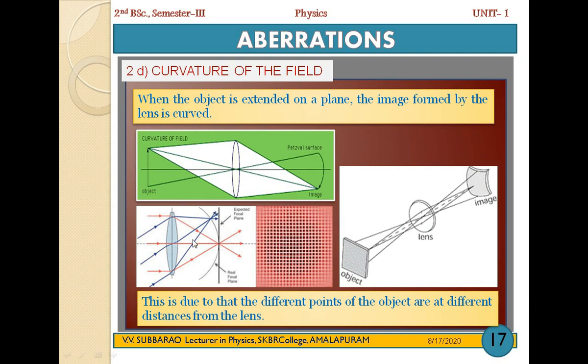In this case, suppose we form the image of a mesh, then it looks like this one. It is somewhat clear at the center, but it seems to be blurry at the edges. This is because the image is observed on a plane screen. So to eliminate this, we use curved screens. In the cinema halls, we generally observe the screen is somewhat curved. Curvature is due to the fact that the different points of the object are at different distances from the lens.